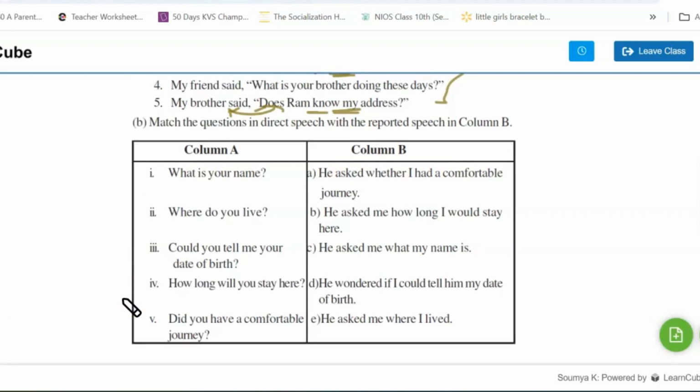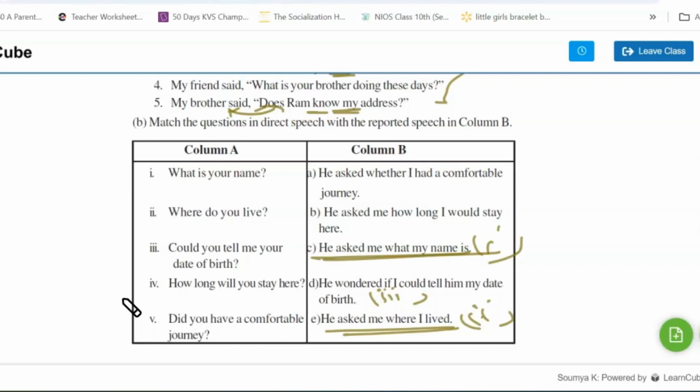Okay, so let's see column 1, what is your name? So here on the right, you see, he asked me what my name is. Where do you live? He asked me where I lived. The second is matching. Could you tell me your date of birth? He wondered if I could tell him my date of birth. So the third is matching here. You can also find out the answers by the words used in the statements, like date of birth itself. So it will be easy for you to understand those. Otherwise, when you are directly converting, you have to know the rules.